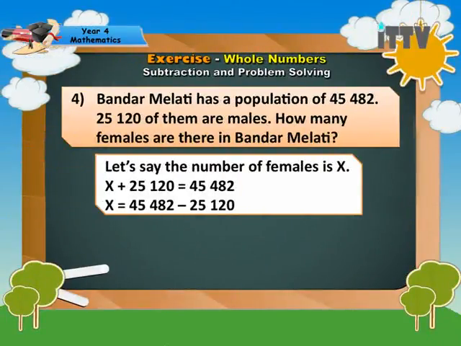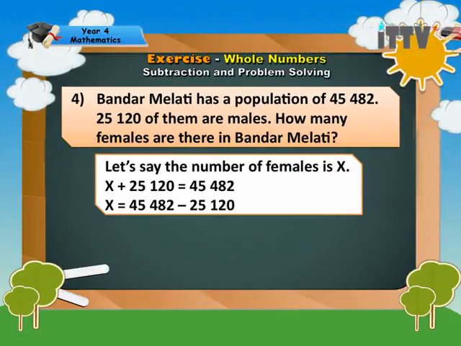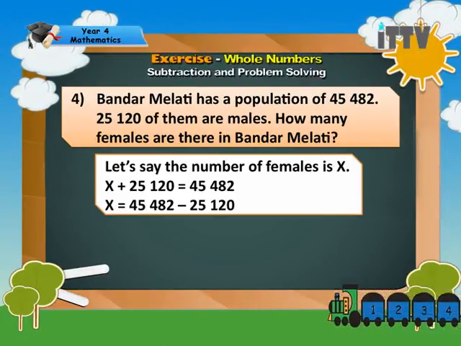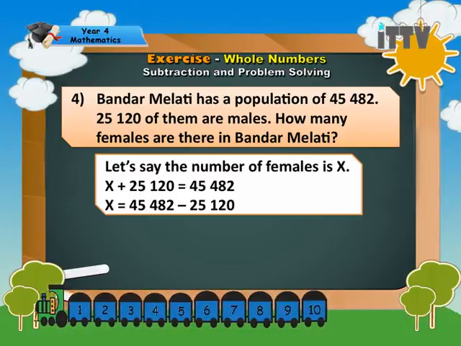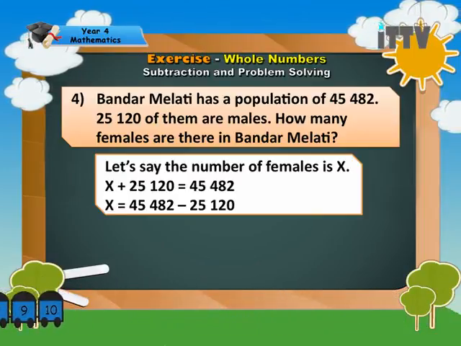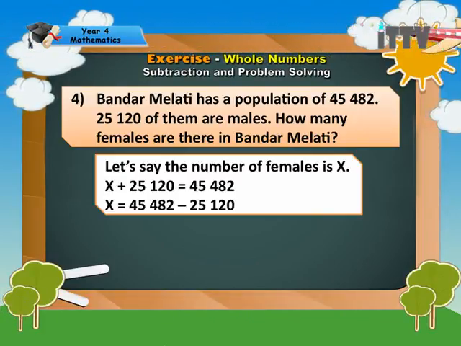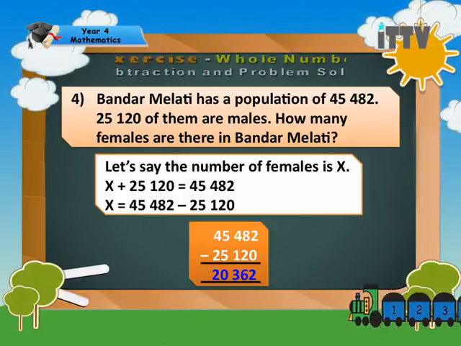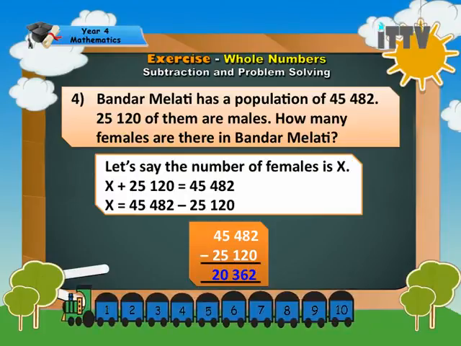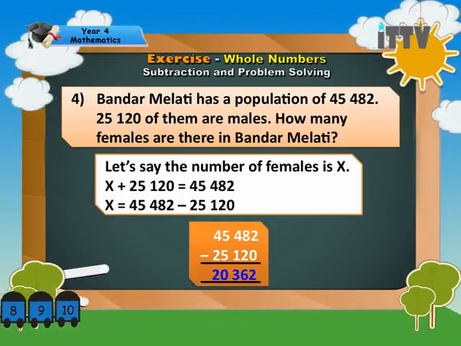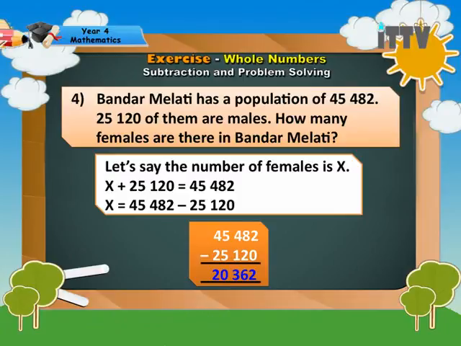Let's say the number of females is X. X plus 25,120 equals the population, which is 45,482. So X equals 45,482 minus 25,120. Once you have done the subtraction, it will give you the answer 20,362. That is the number of females in Bandar Melati. Alright, how did you fare? Did you get 4 correct answers? I sure hope so. Now, let's move on to our lesson for today.